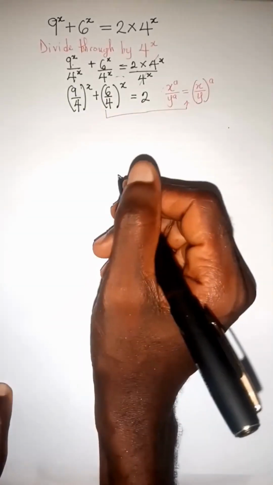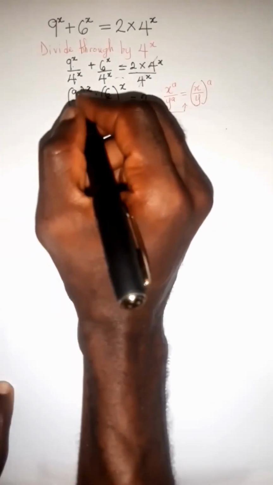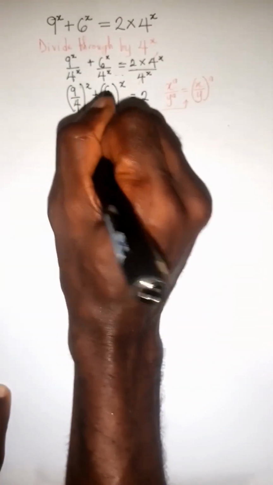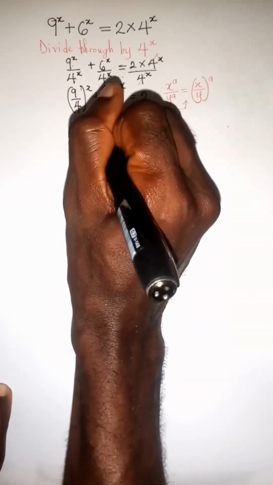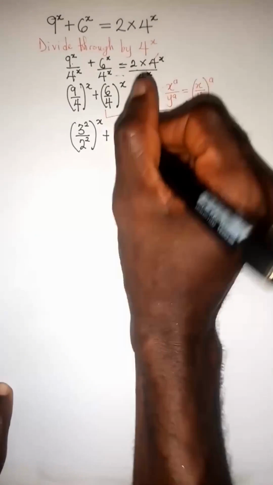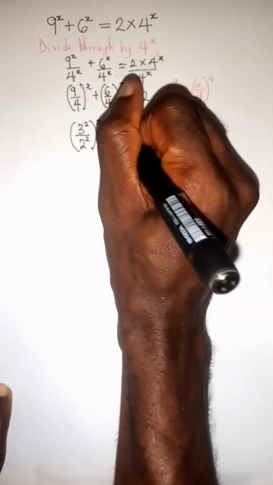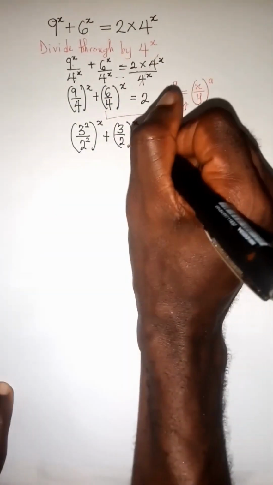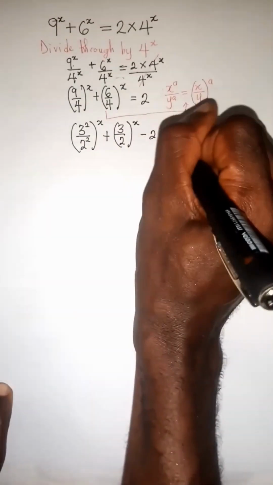Now 9 over 4, 9 can be written as the square of 3, while 4 can also be written as the square of 2. So we have 3 squared over 2 squared all to the power of x. Then plus 6 over 4 can be reduced to the lowest term, which is 3 over 2. Then that to the power of x. We can bring in 2 to this side, so it becomes minus 2 equals 0.